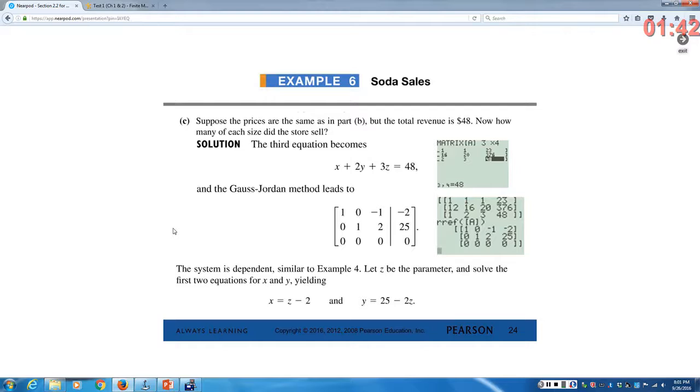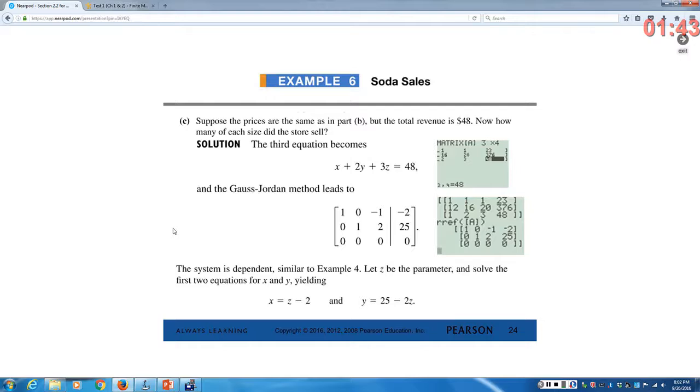So what happens is that since this tells us Z can be anything, that bottom row, then you define your other two rows in terms of Z. 1x minus Z equals negative 2. So move your Z over, it becomes x equals Z minus 2. And then 1y plus 2Z equals 25. And since that's plus 2Z, when you take it to the other side, it's minus. So y equals 25 minus 2Z.